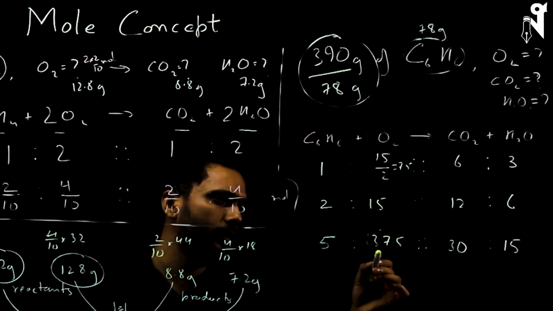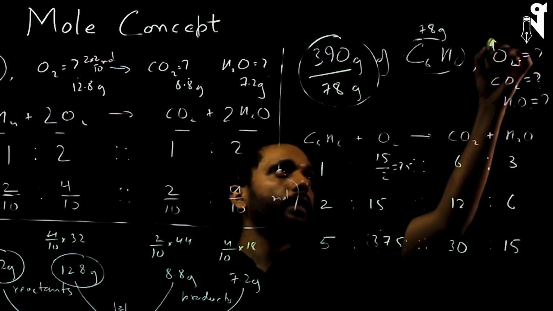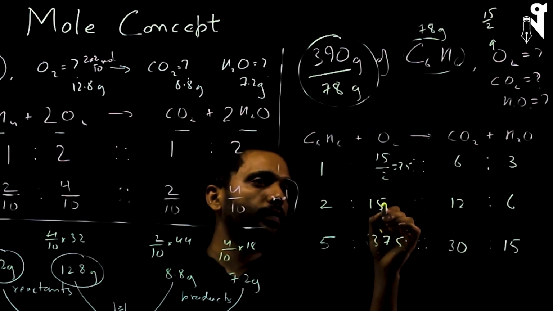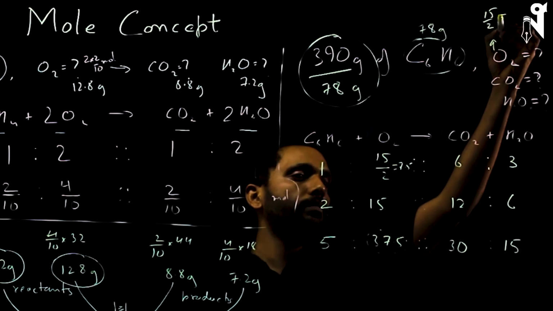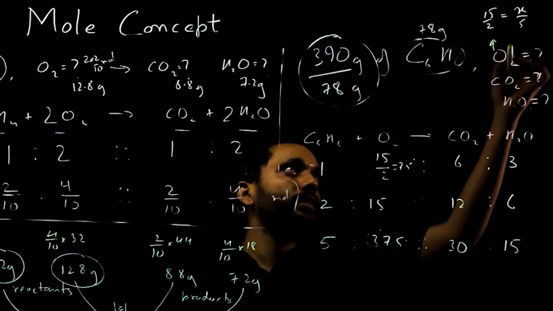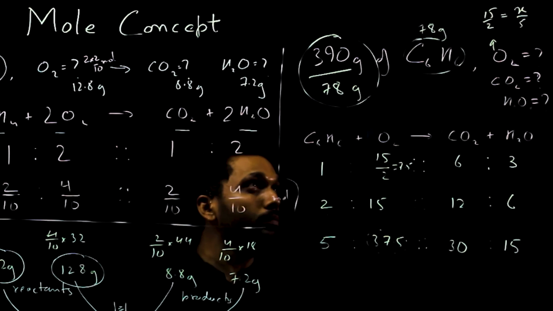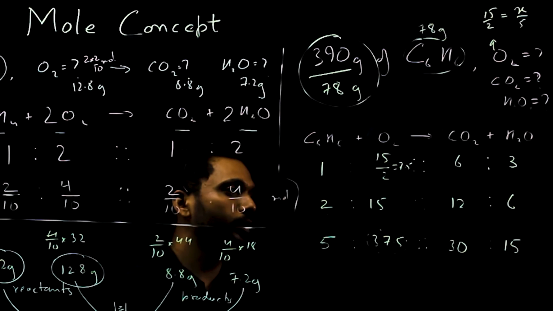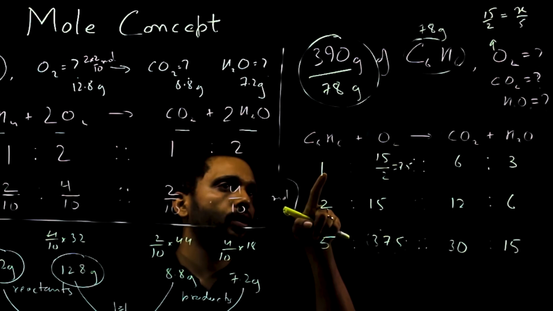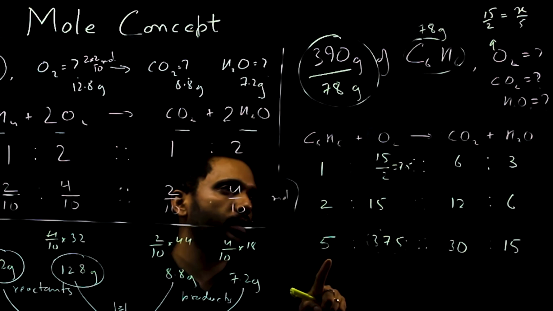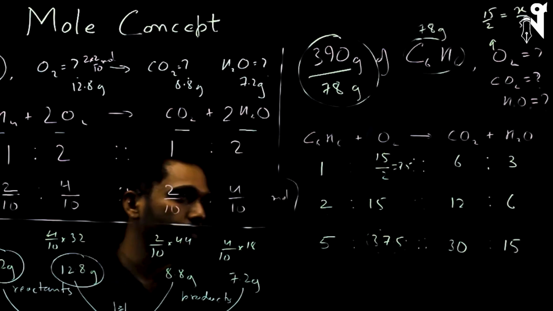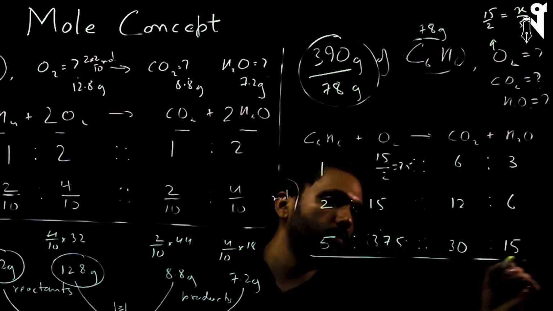You need not do the ratios mentally. You could have called this X. For oxygen, you could have written 15 by 2, this is your 15 and that's your 2. So 15 by 2 is equal to X by 5, and you've got 5 into 15 by 2, which is 75 by 2, which is 37.5. The other way is 1 produces 7.5, so 5 will produce 7.5 into 5, which is 37.5. Now this is pretty much the answer in moles.